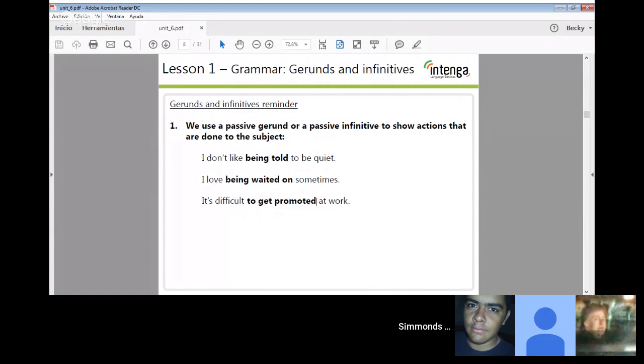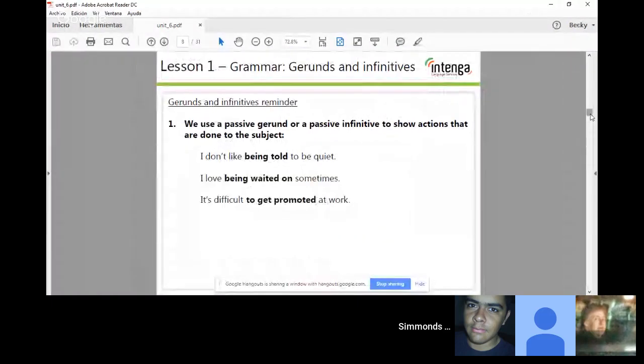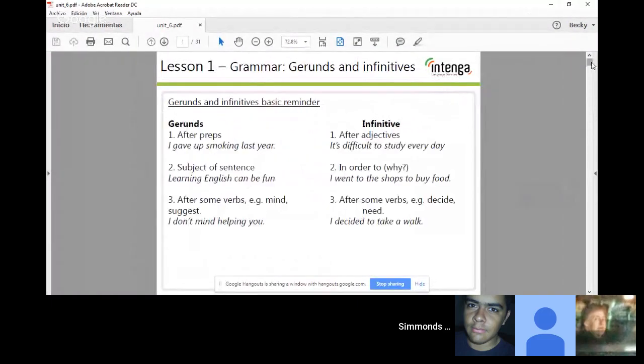Is it correct to say it is difficult getting a promotion at work? No. And you know why? Because this was slide number 8. If we go back to number 1, it's difficult after adjectives. It's this one. So it's difficult to study. So in this case, what we're doing is we're mixing all of these different examples that we saw earlier with more difficult grammar, such as the passives in this case. Does that make sense?